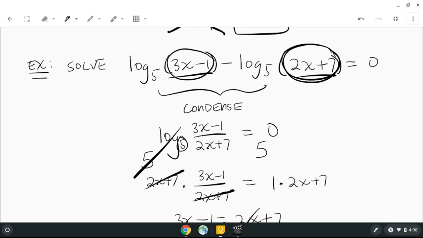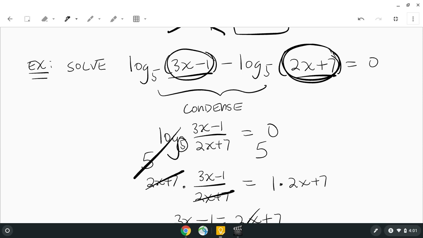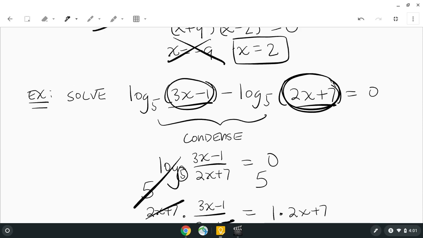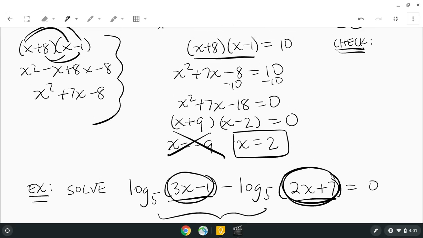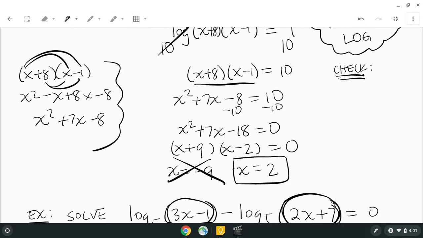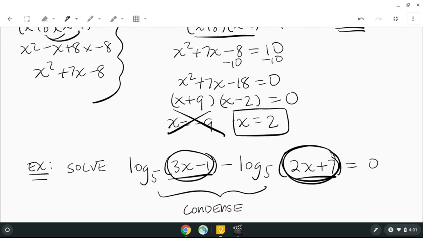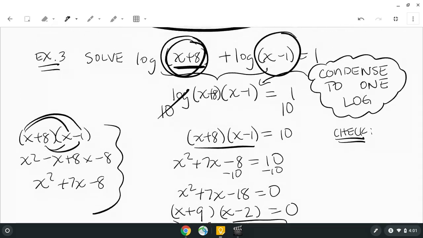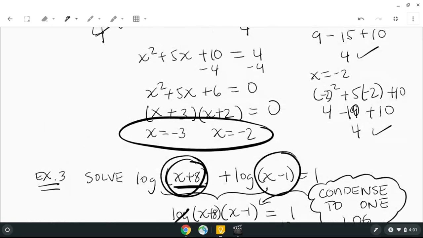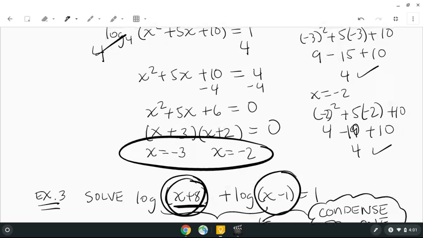Okay, so that is pretty much it for solving log equations. So just make sure that if you have too many logs, that you condense it. You can have one on each side. You can have one on the left and one on the right. That's okay. But if you have two of them on the same side, that's not good.